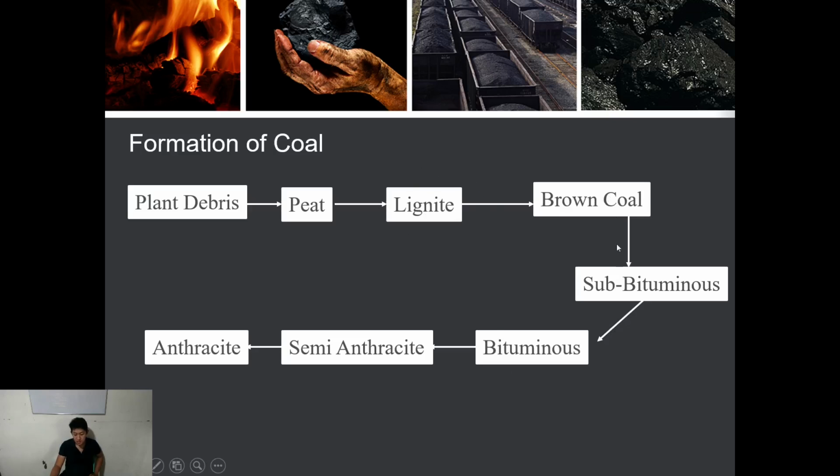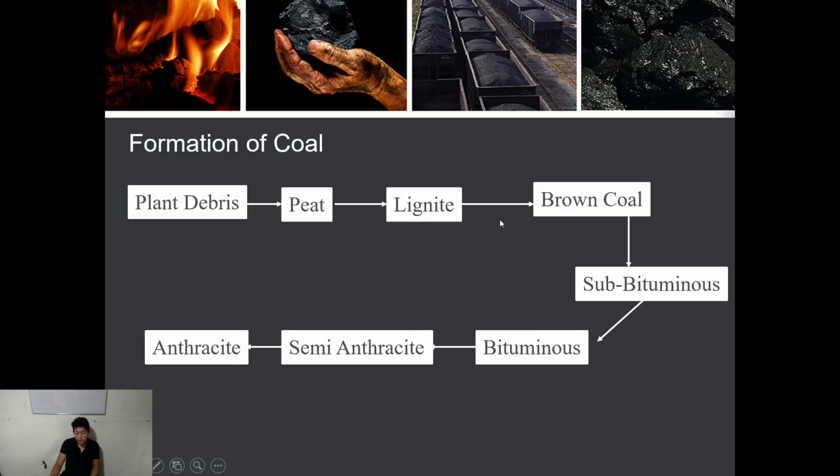Again, neglect the intermediate ones. The main grades of coal are lignite, bituminous, and anthracite. As it matures, its carbon content increases. And so, the highest carbon content is anthracite. No wonder it is the hardest. It has a higher carbon content, so it is hard, but also brittle.